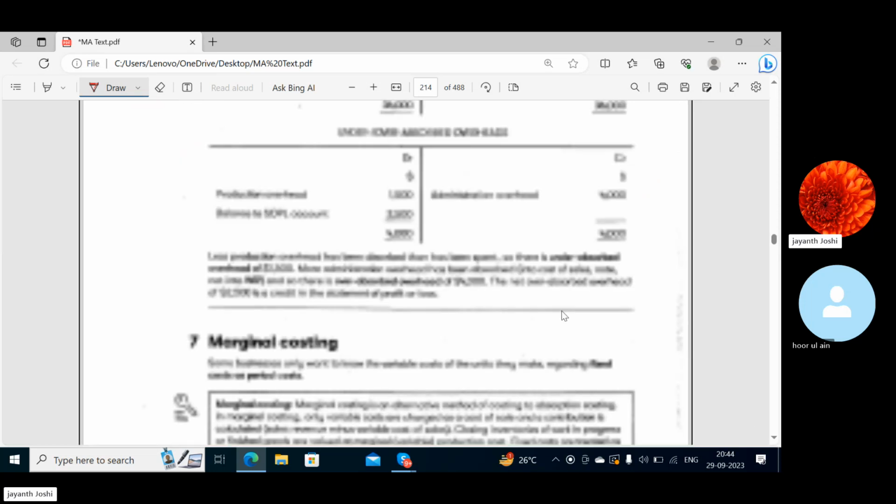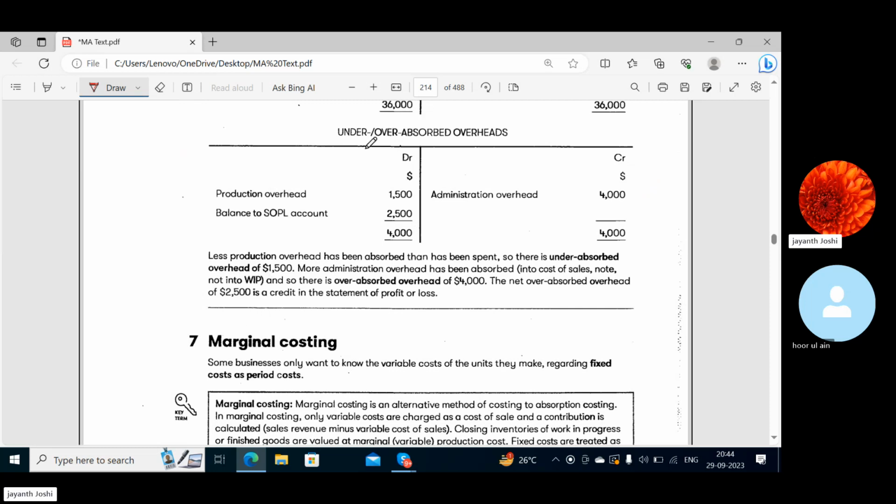Now what we will do is we will transfer this under or over absorbed overheads. Okay, we will take them and we will adjust them. See, under absorbed overheads is less expense of 1500. Over absorbed overhead is more expense of 4,000. Over absorption is what you charged more. Under absorption is you charge less, so the difference is 2,500. So that is the balance which goes to SOPL account.